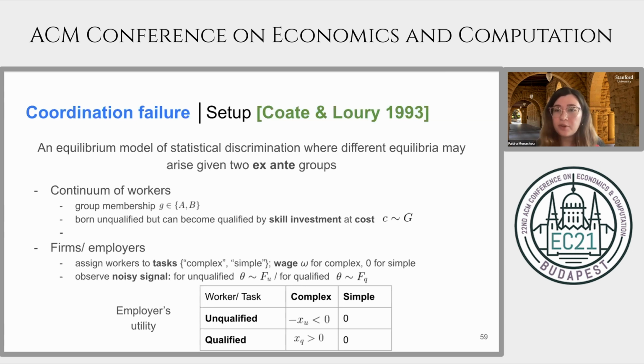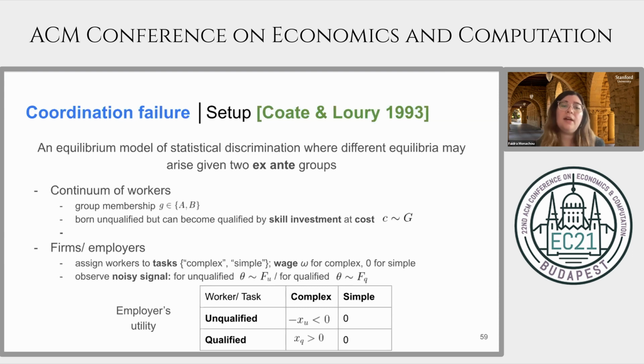They have two different types of tasks: complex and simple tasks. And each type of task gives a different wage to the worker. So we have wage omega, which is a positive value for the complex task, and we have 0 for the simple task. And again, where does the statistical discrimination really come in here? This is why this model is often considered as part of the statistical discrimination school of thought.